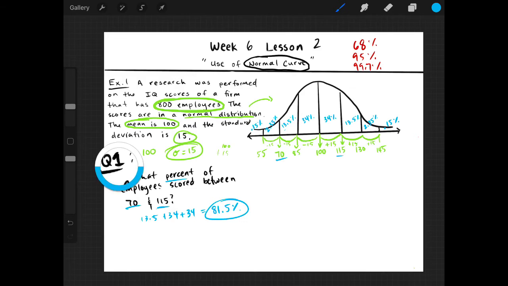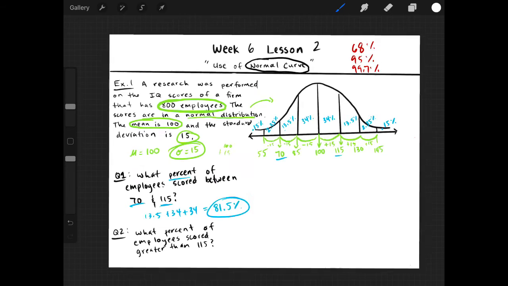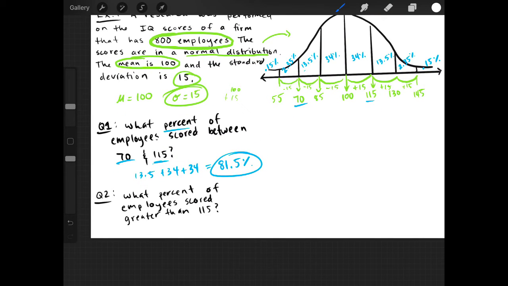Let's do one more. Again, where they're asking us percentage, we'll go to question 2. What percent of employees, let's say, scored greater than 115? So it's a little bit different. In this case, we're looking at what percentage of employees scored greater than 115.